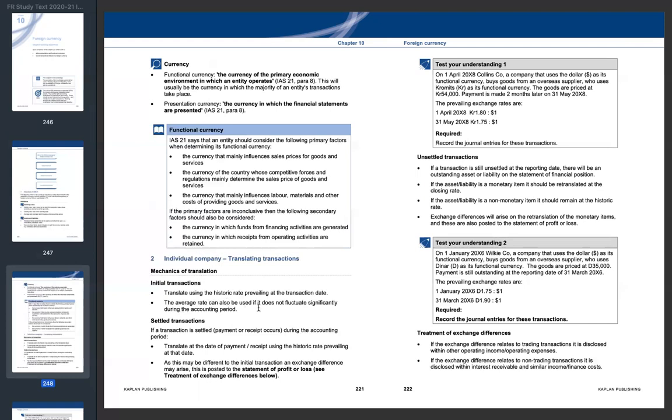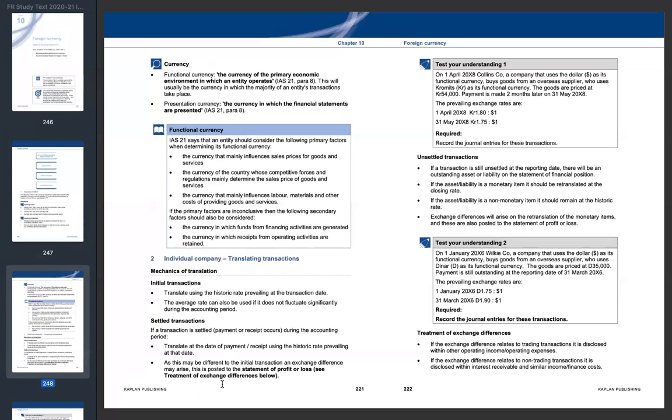The average rate can also be used if it does not fluctuate significantly during the accounting period. So if it does not fluctuate during the whole accounting period, you can use the average rate in case the historic rate is not mentioned, but it is preferable to use the historic rate. Settled transactions: if a transaction is settled, a payment or receipt occurs during the accounting period, translate at the date of payment. As this may be different from the initial transaction, an exchange difference may arise. This is posted to the statement of profit and loss.